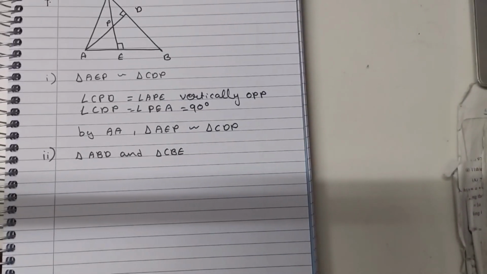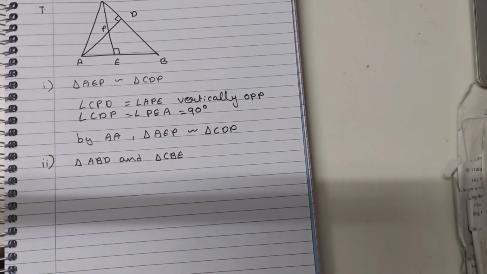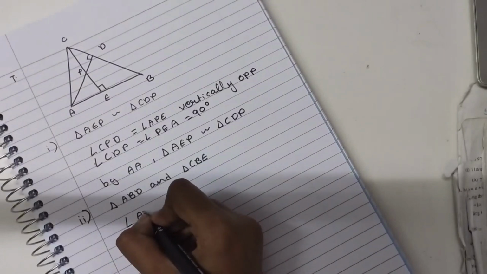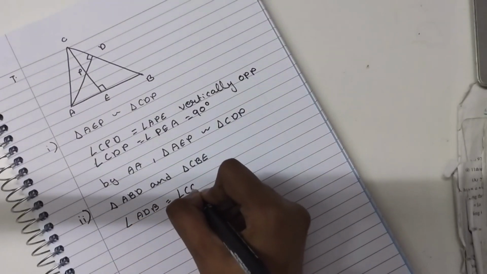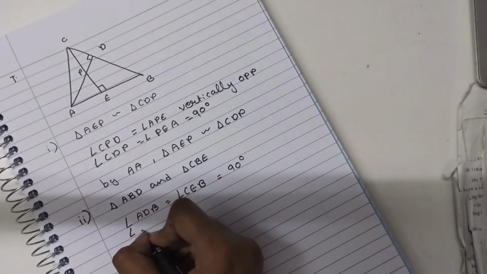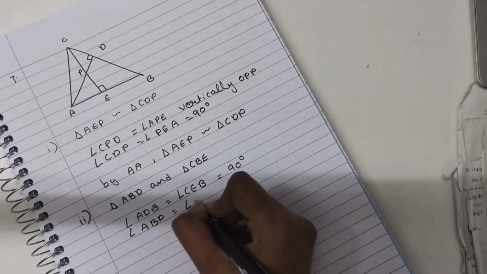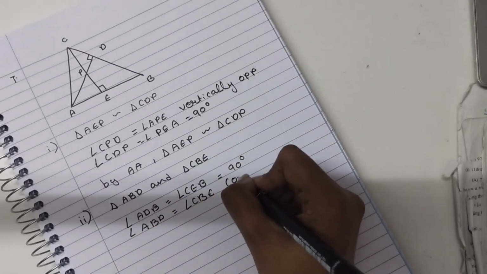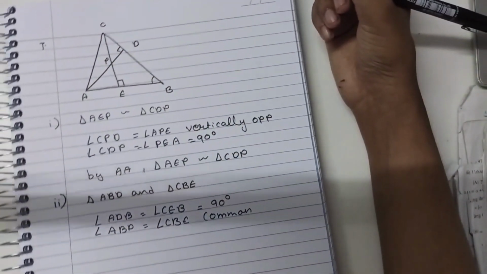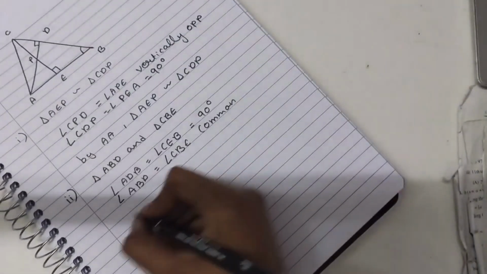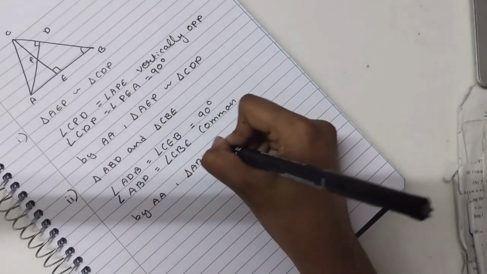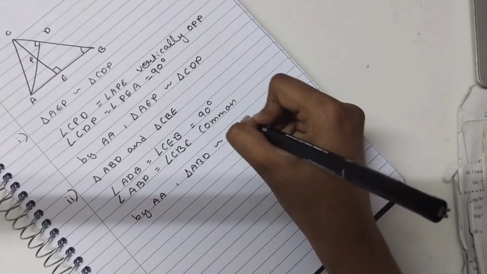In the second part, they're asking us to prove that triangle ABD and CBE are similar. So first we will notice that angle ADB is equal to angle CEB because they both equal 90 degrees. Second, we can say that angle ABD is equal to angle CBE because they are both common angles in both the triangles. So angle B is common for both of those triangles. So we can say that two angles are equal. So by angle-angle criterion, triangle ABD is similar to triangle CBE.